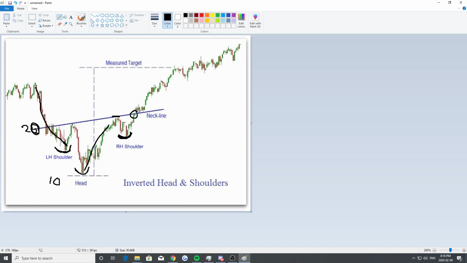And then let's say the stock breaks out right here at $25. You're going to want to add that $10. That's going to be your profit taking target. So you're going to take profits at $35.